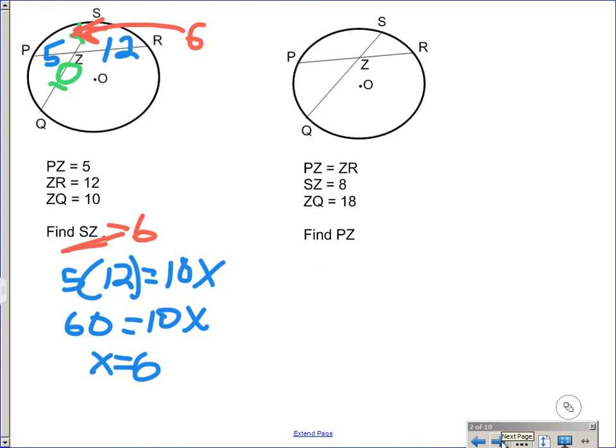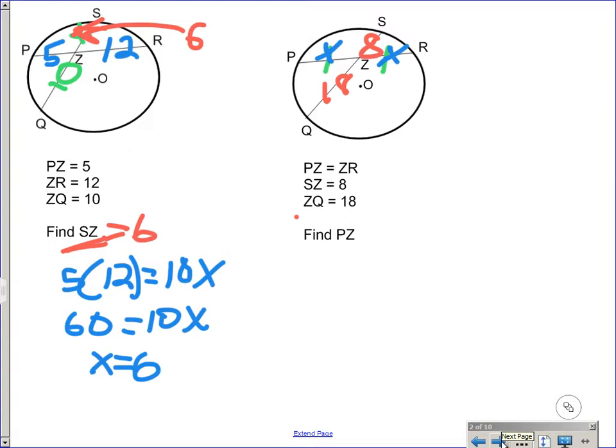Let's try it again over here. P to Z is equal to Z to R. S to Z is 8. So we have 8 for this other segment. And Z to Q is 18. Okay, so now we have two unknowns. If they're congruent, I can give them both the same value of X.